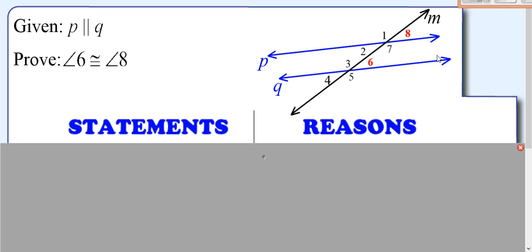So we're going to go through a proof to show that angle 6 and angle 8, which are corresponding angles. We're going to prove that corresponding angles are the same. They are congruent.